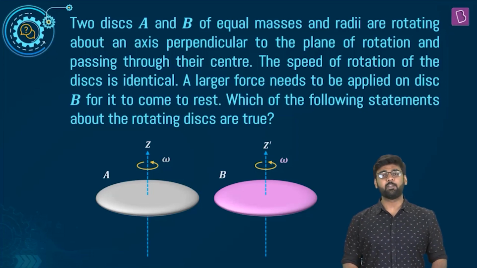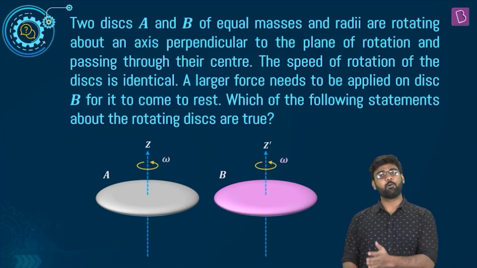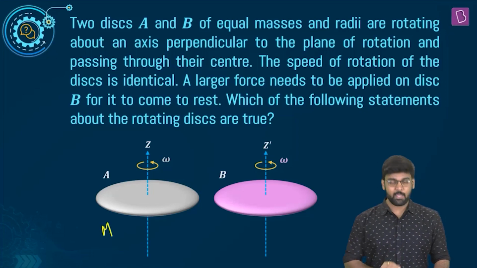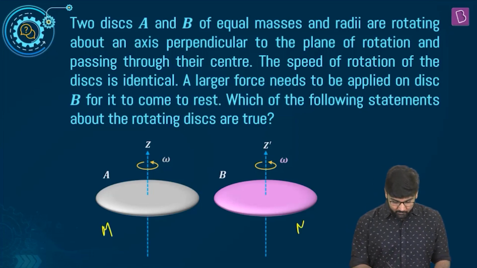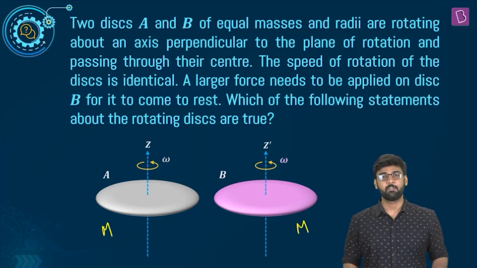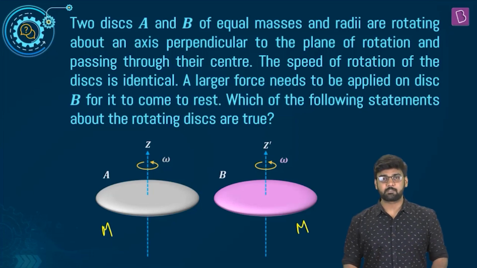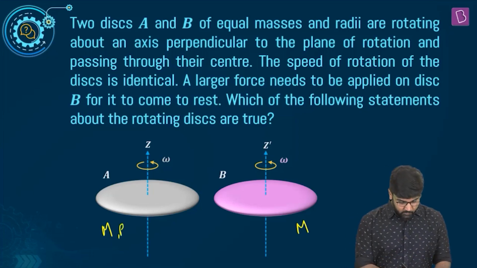Now we know that moment of inertia depends on three different things. First is the mass of the body. So here it is given that for both of these disks the mass is equal. If the first disk has some mass m, then the second disk will also have the mass m. The other thing is the radius. So for both of these disks, the radius is also identical.